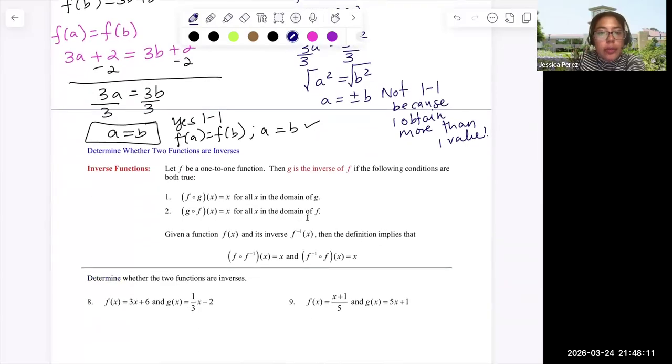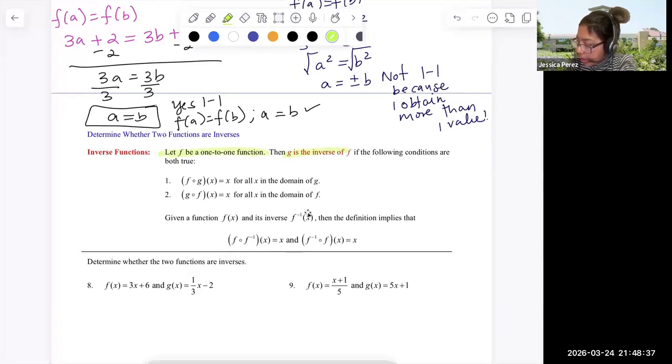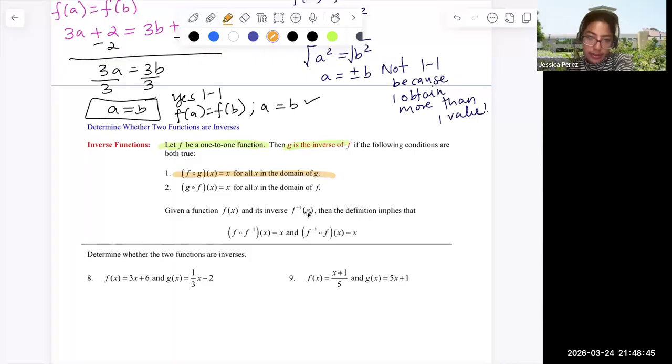Alrighty, so what's the next step? We are going to look at inverse functions. We needed to work with one-to-one before we go to inverses. So we want to determine whether two functions are inverses. The first condition is that f must be a one-to-one function. If f is one-to-one, then you will have an inverse, and g is the inverse of f. The first condition is that the composition f of g of x is equal to x for all x in the domain of g, and g of x is also in the domain of f.